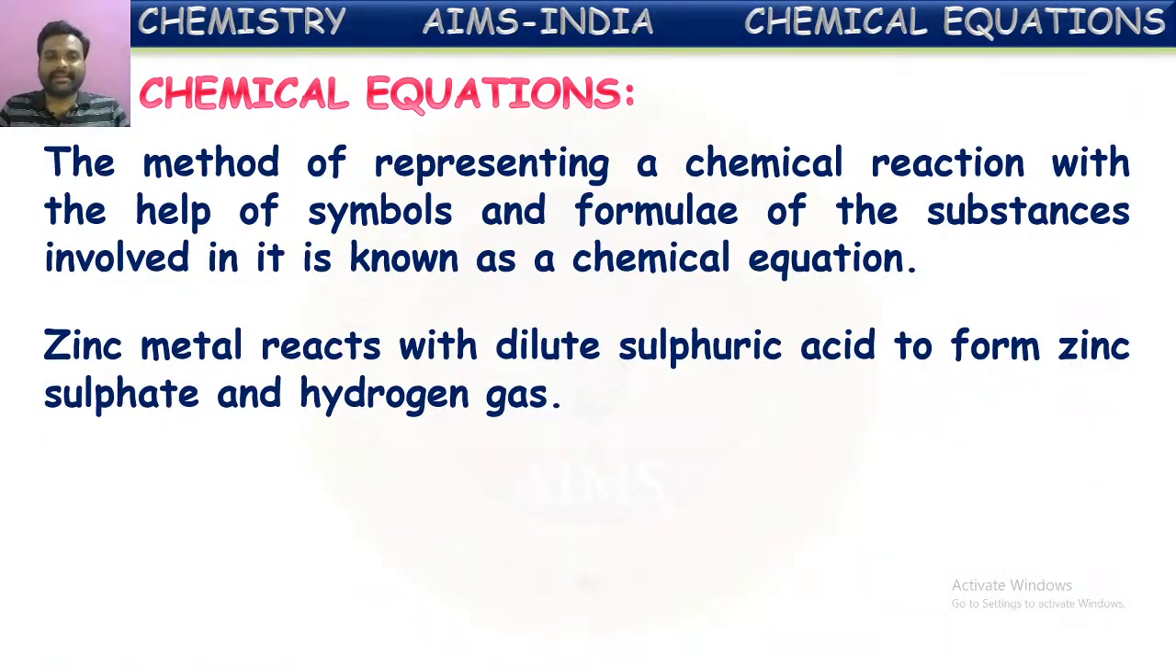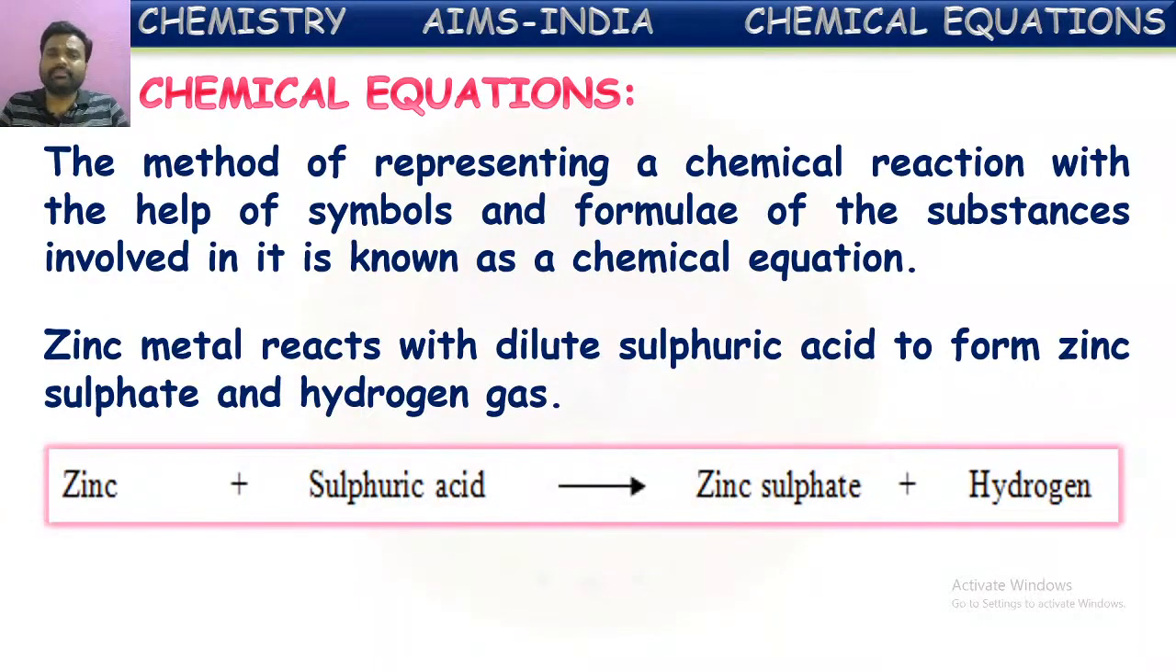Zinc metal reacts with dilute sulfuric acid to form zinc sulfate and hydrogen gas. So let us suppose this reaction. Zinc metal reacts with dilute sulfuric acid to form zinc sulfate and hydrogen gas. The same can be represented equationally like this: zinc reacting with dilute sulfuric acid to form zinc sulfate and hydrogen gas.